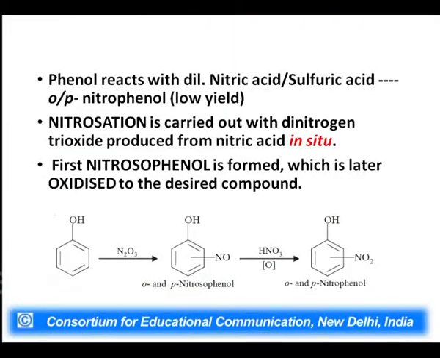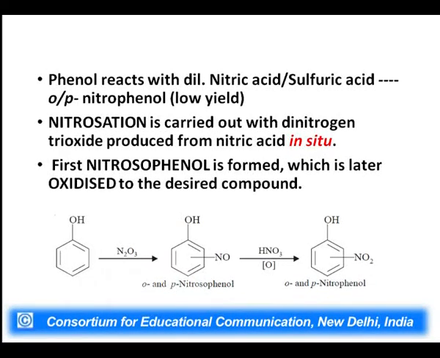So if we have to prepare orthonitrophenol and paranitrophenol, again we face the same problem, that is nitric acid acts as an oxidizing agent and it oxidizes phenol to benzoquinone. So what we do is first we convert phenol into nitrosophenol. This can be done in two ways.